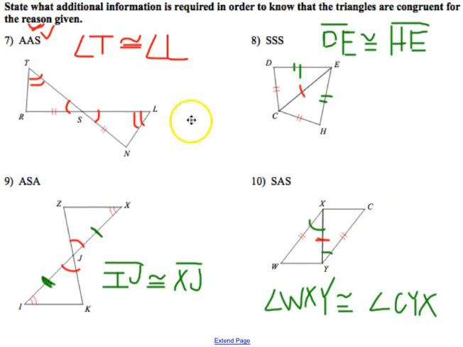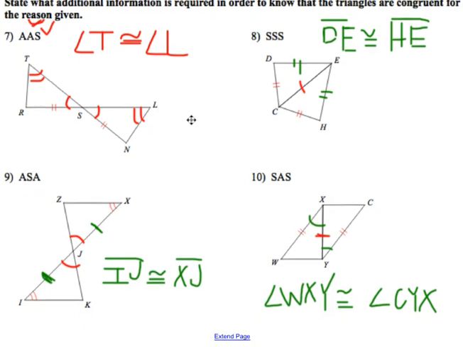Okay? Alright, so now you know the 5 ways to prove that 2 triangles are congruent. Let me know if you have any questions. Otherwise, get to practicing.